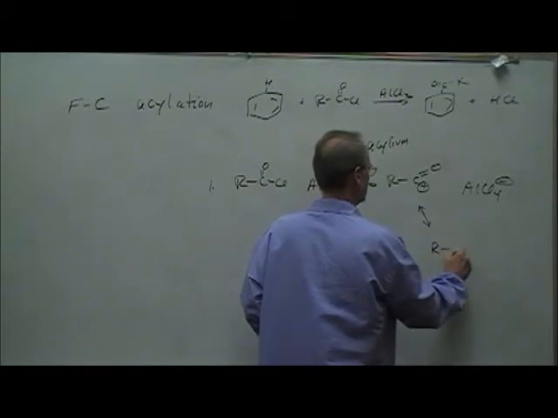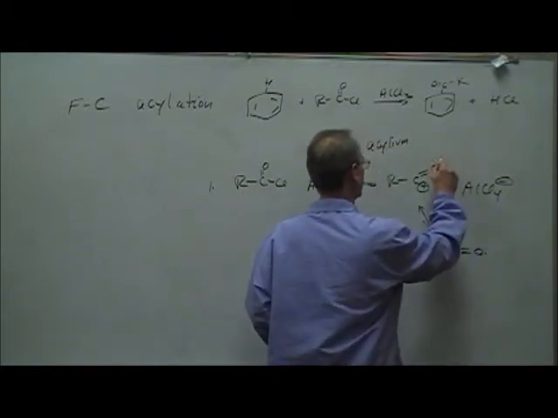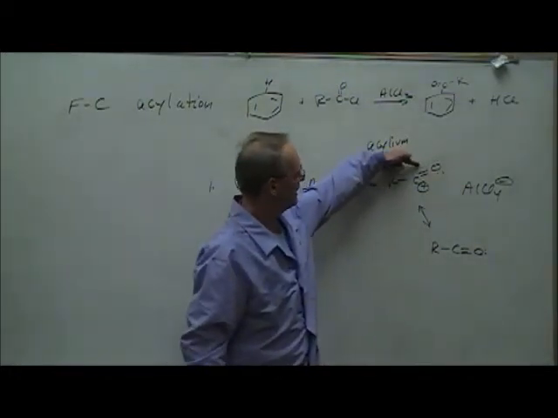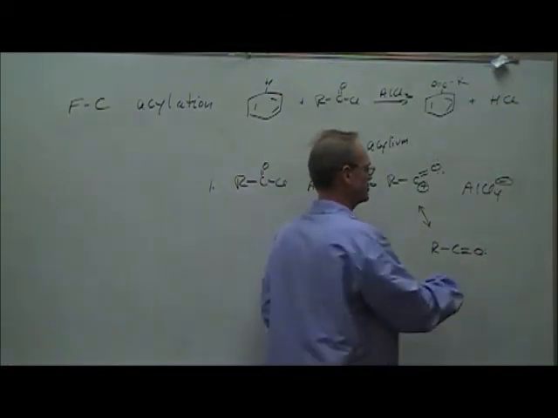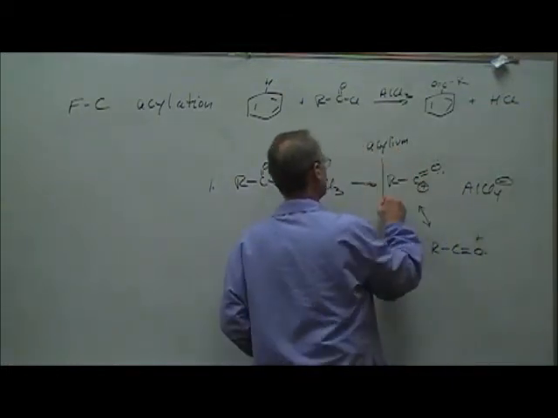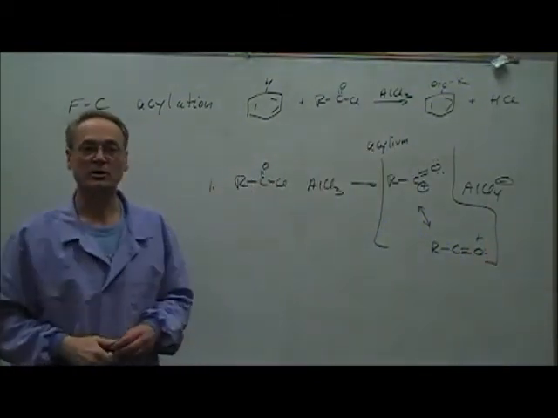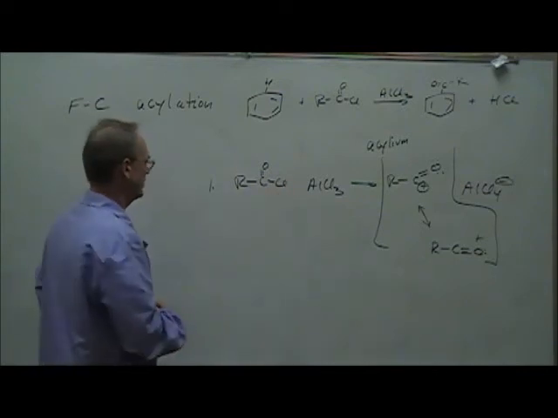You can draw this ion, remembering that there are two pairs of electrons on that oxygen. One of them can come down and help satisfy that positive charge. That gives us a triple bond and a positively charged oxygen. So these two constitute a pretty good carbocation. Okay? And then it's that which attacks the benzene ring in the next step.